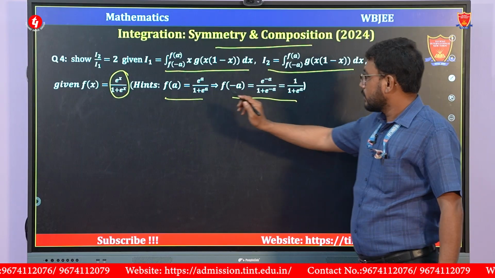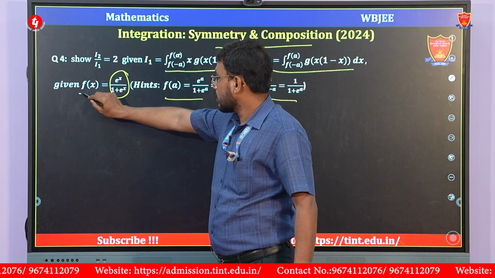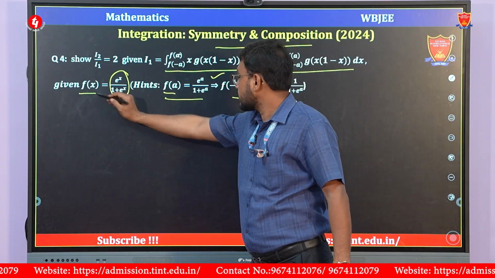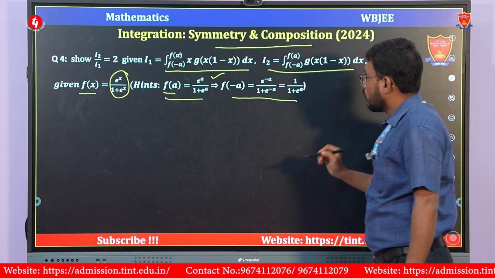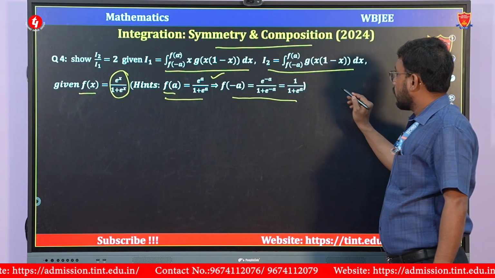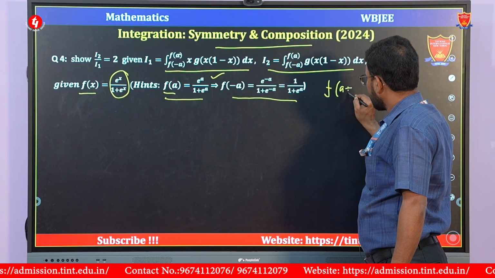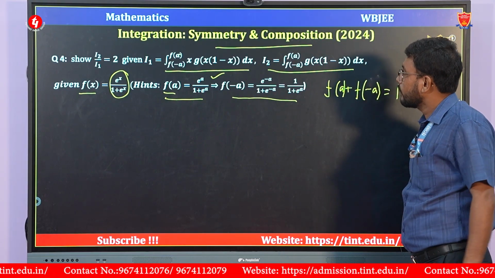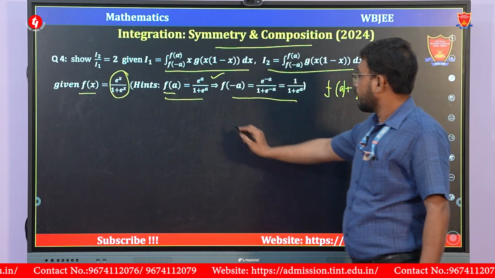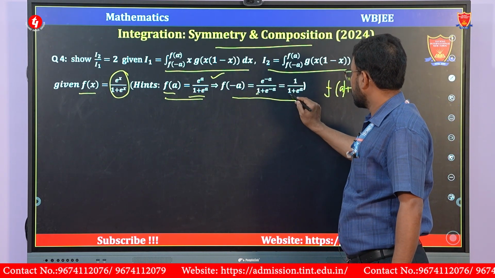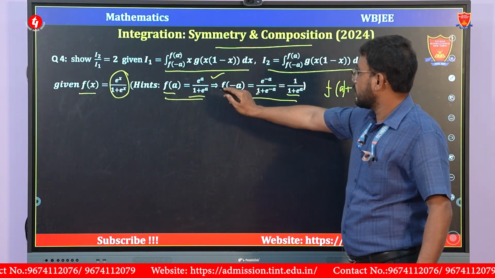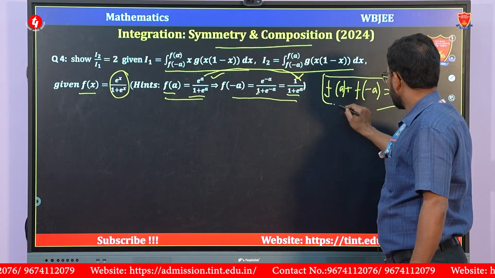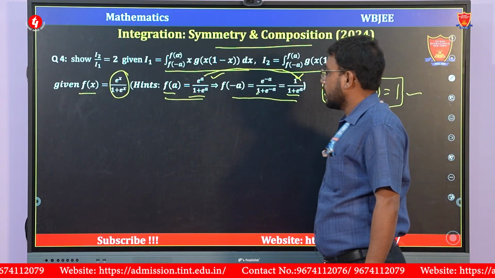So, just put x equal to a in the given function, you have to find f of a. Similarly, x equal to minus a, you have to find f of minus a, right. So, f of a plus f of minus a is 1, clear. f of a is this one and f of minus a is this one. So, just add these two, we get 1. This is the relation we should remember.